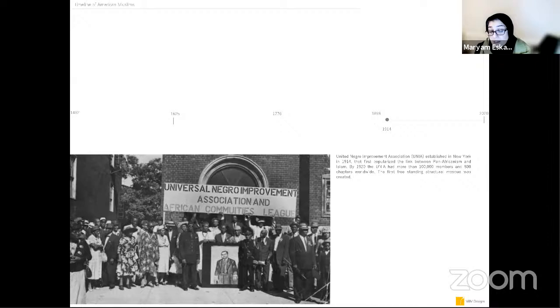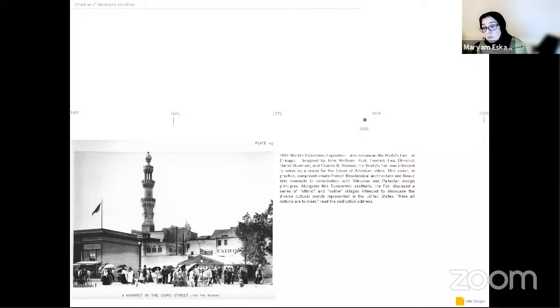And they created the very first freestanding mosque. And this is them standing outside of it. There was no minaret or a dome or anything of that. It was just a very culturally implicated building.